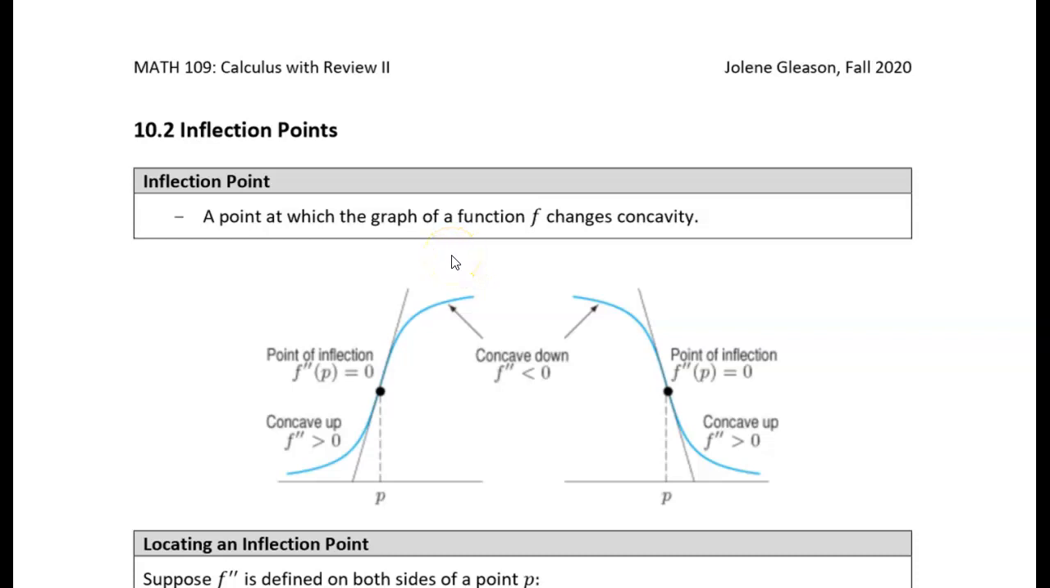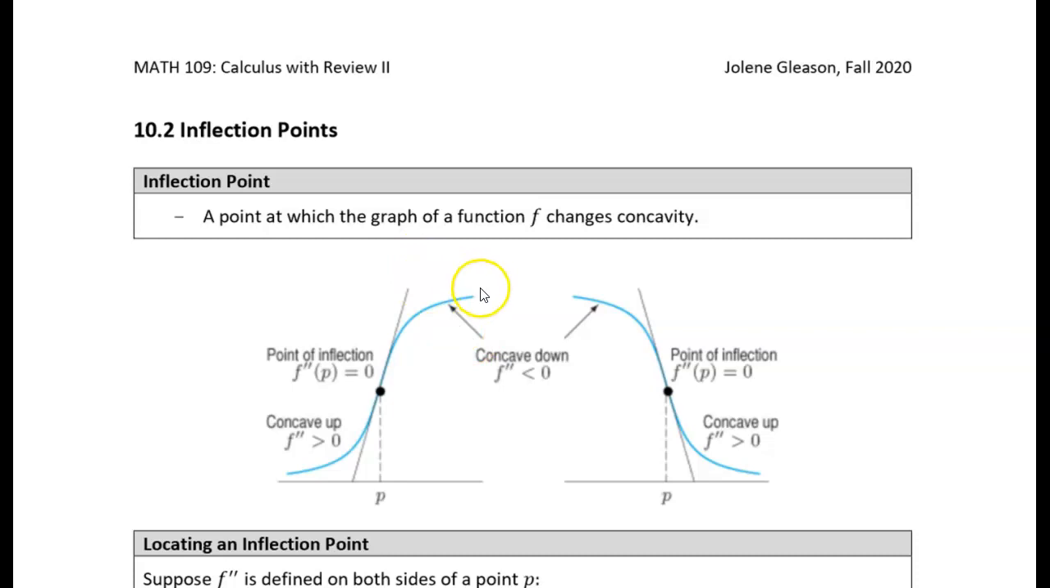All right, so in this lecture, we're going to talk about inflection points. And an inflection point is just a place on the graph where the function changes concavity, right? It's a change in concavity. So you're changing from concave up to concave down, or you're changing from concave down to concave up, all right?